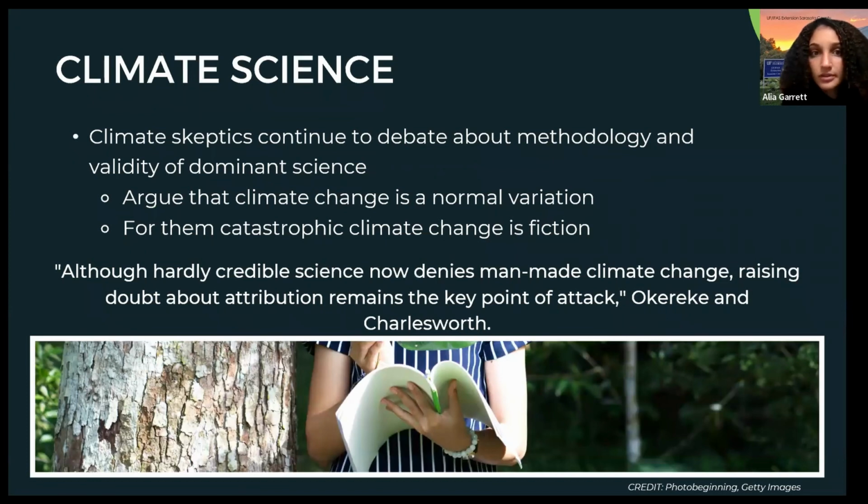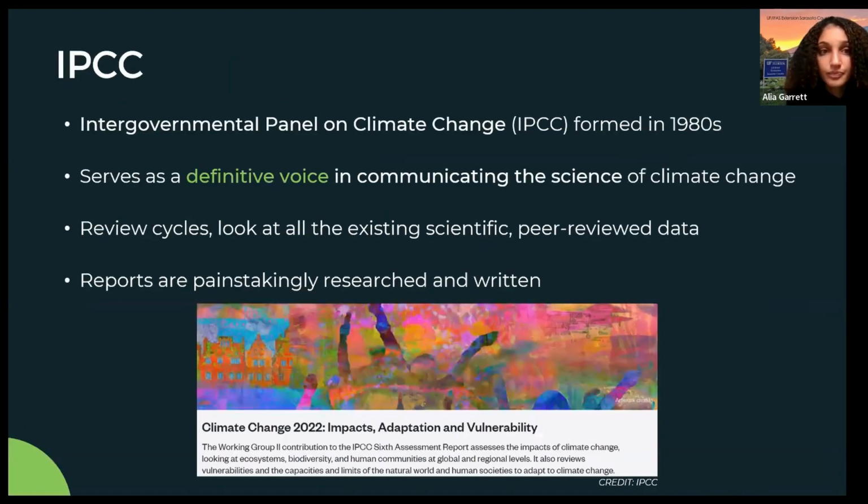So climate skeptics continue to debate about the methodology and validity of dominant science. They argue that climate change is just a normal variation, and for them, catastrophic climate change is fiction. But I love this quote. It says, although hardly credible science now denies man-made climate change, raising doubt about attribution remains the key point of attack. So that is very important. We can't just keep denying it. We do need to take action now.